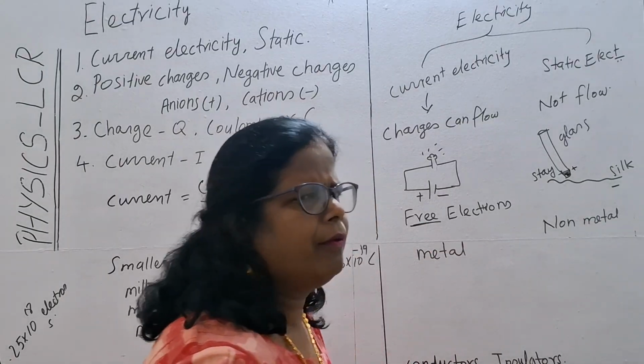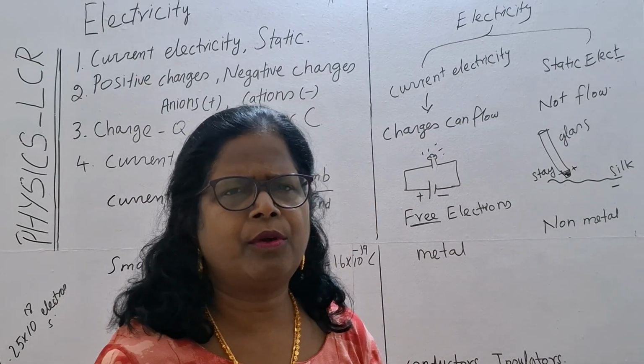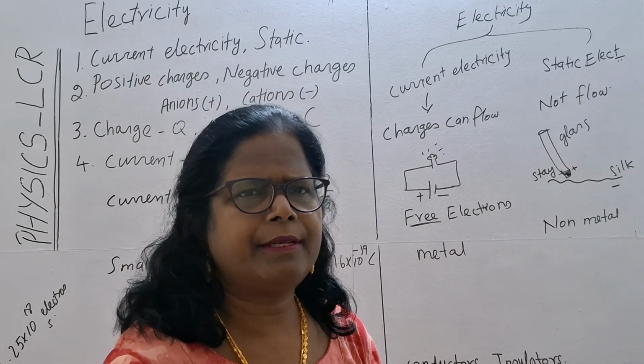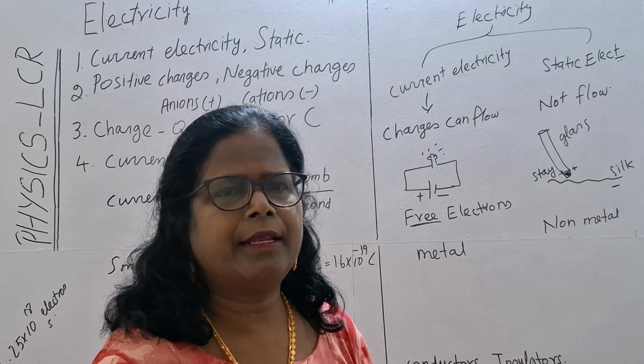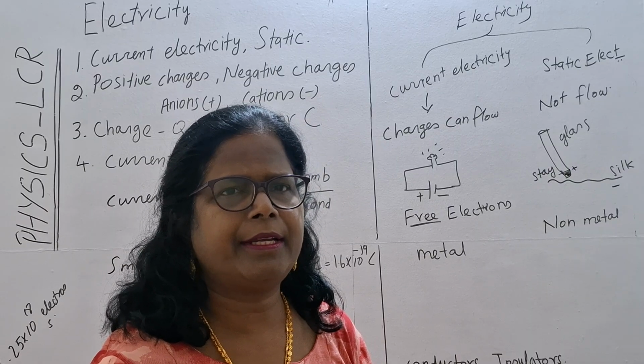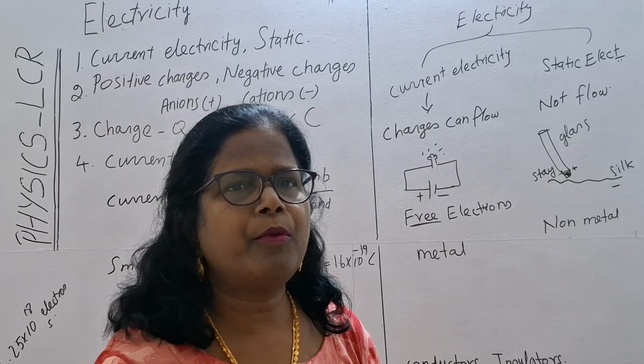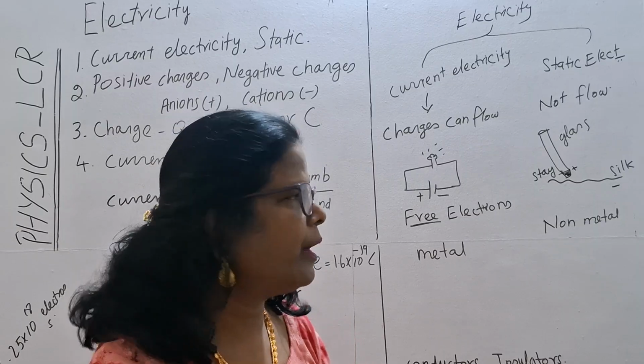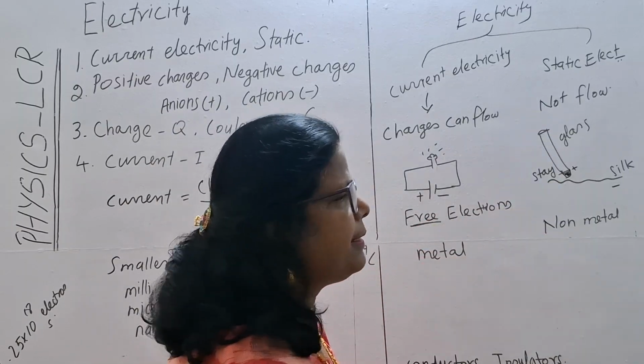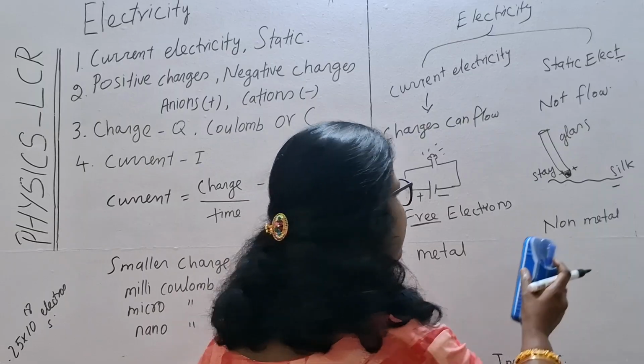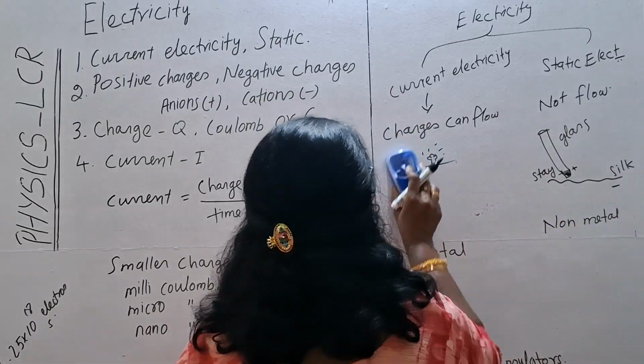Now we have different metals: iron, silver, copper. Different metals have different amounts of free electrons. So this is static electricity: charges cannot flow, and it takes place in non-metallic substances.